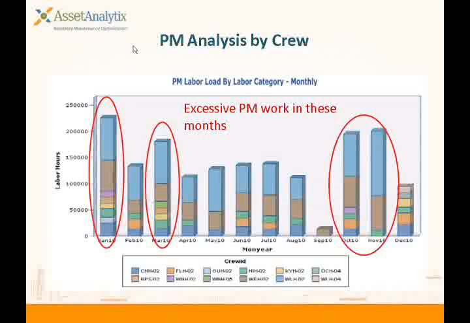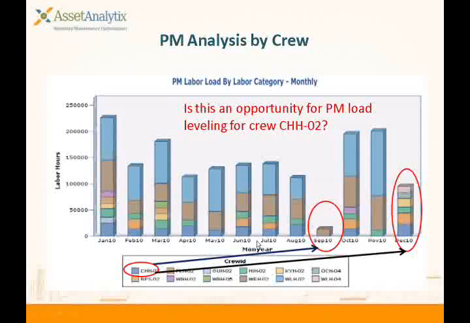In this case, there is a PM analysis by crew. If you have assigned crews, there may be too much work for certain crews and too little work for certain types of crew. In this example, for the months of September and December, there is no work for the CHH02 crew. This type of analysis can be used to level the work across all 12 months, or the period that you might do this analysis for.